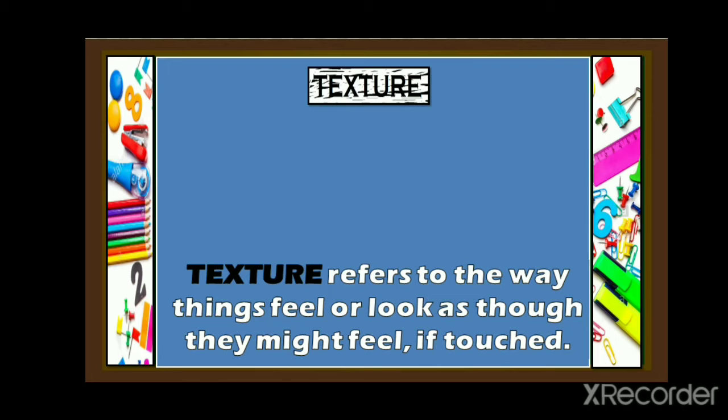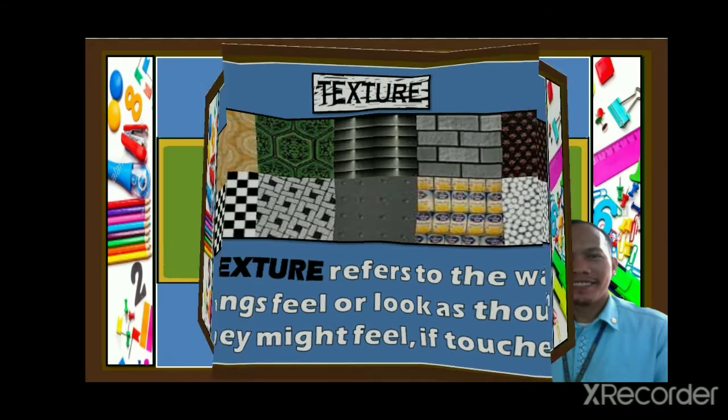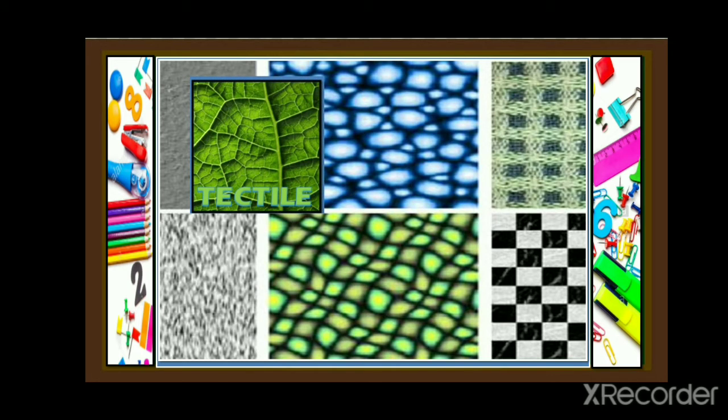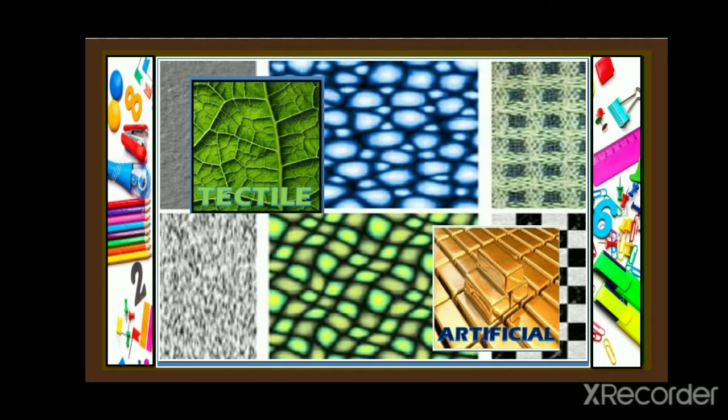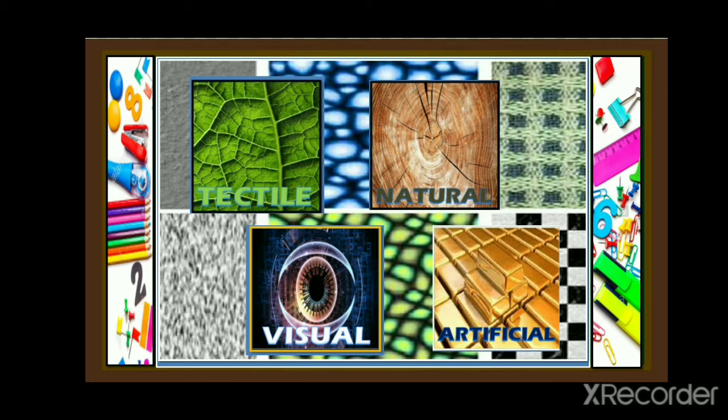The principles of art are the guidelines that govern how artists must organize the visual elements to create a work of art. So these are the types of texture. The first is textile, next artificial, visual, and natural.